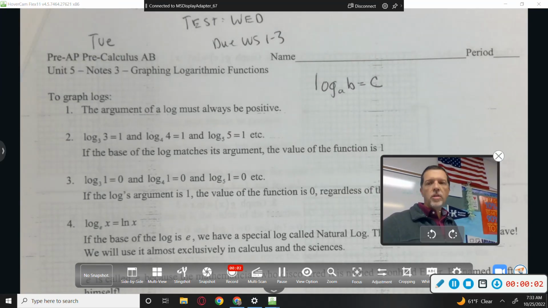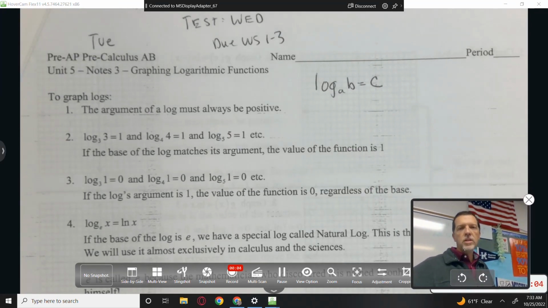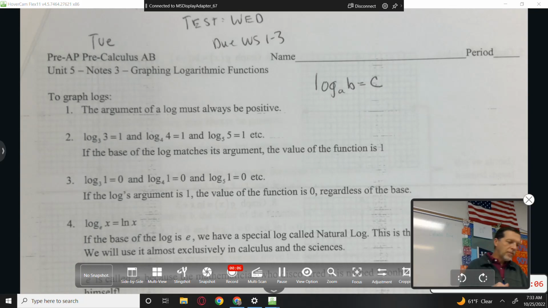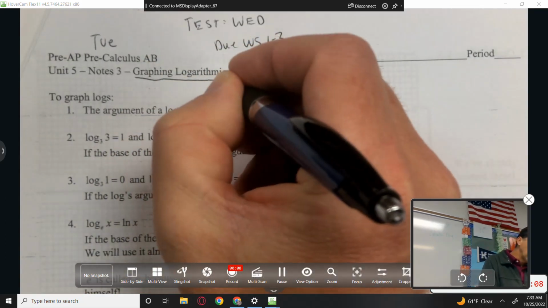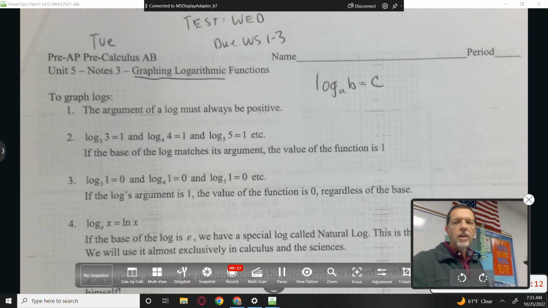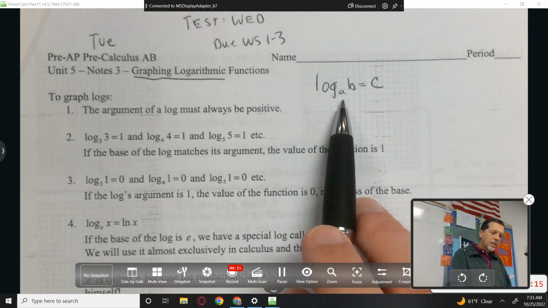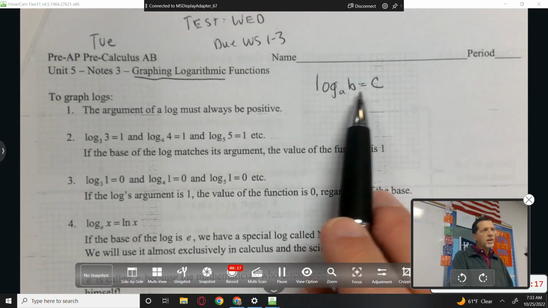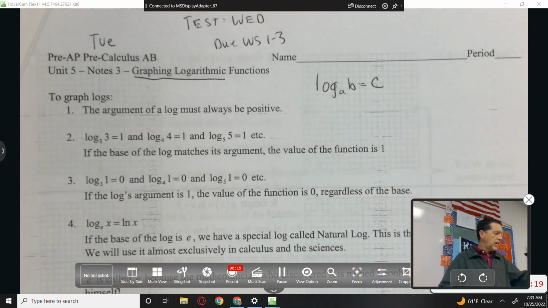So day 3 of logs and exponents, graphing logs. But before we get to graphing logs, we probably need to remember the basic log stuff. Do you remember how to rewrite log base a of b equals c as an exponent?